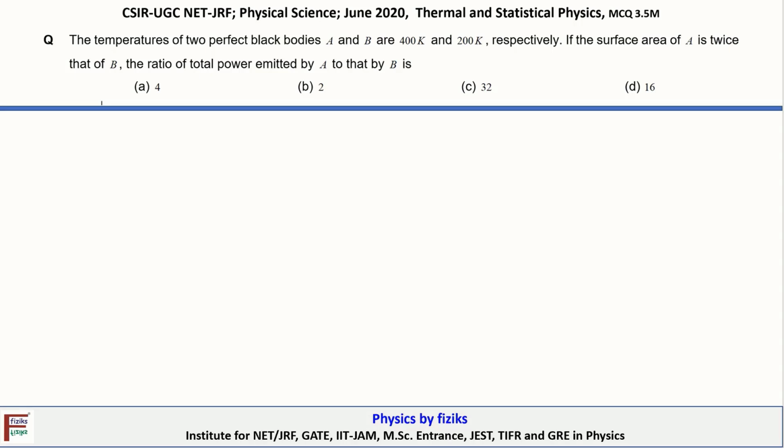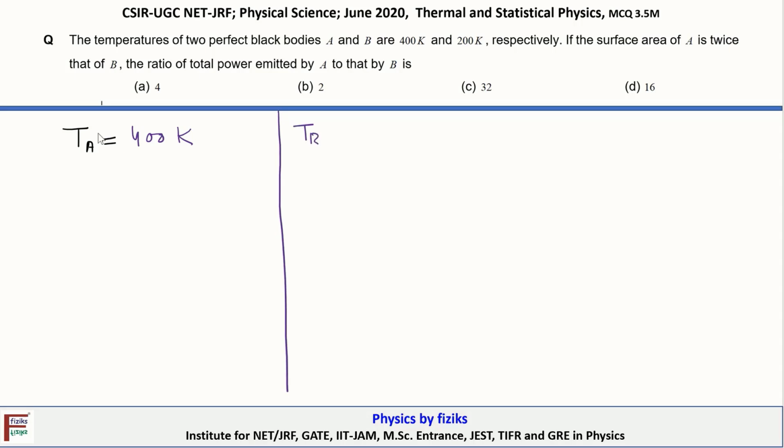The statement is: the temperatures of two perfect black bodies A and B are 400 Kelvin and 200 Kelvin. So let's cite the information that is given to us. We are having two black bodies, labeled A and B. The temperature of black body A is 400 Kelvin, and let's cite the information for body B on the right hand side.